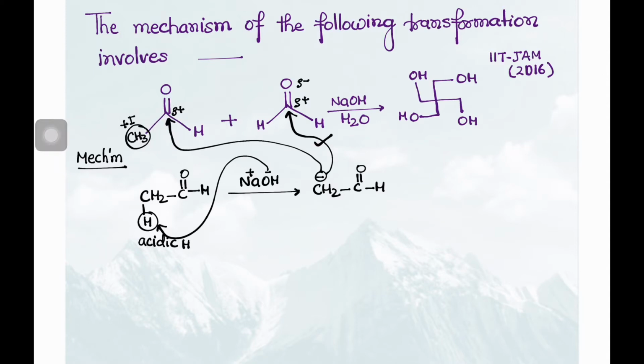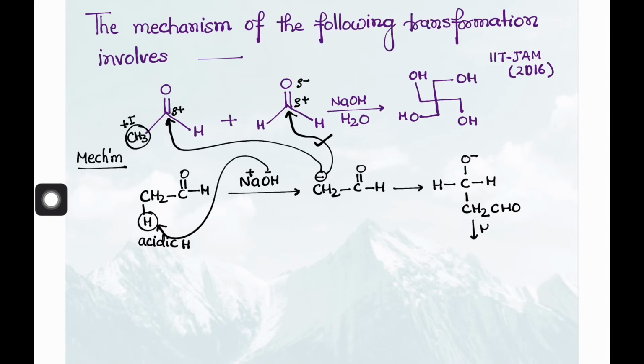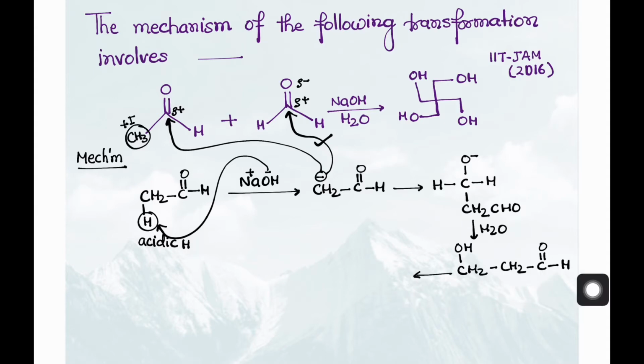So now the product will be HCO negative H and this will be CH2 CHO, that is aldehyde group. Now again in this molecule, it is treated with water, so after taking H plus from the water it will become CH2OH CH2 CHO.